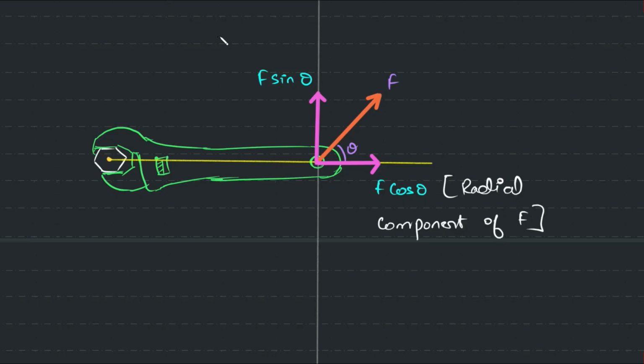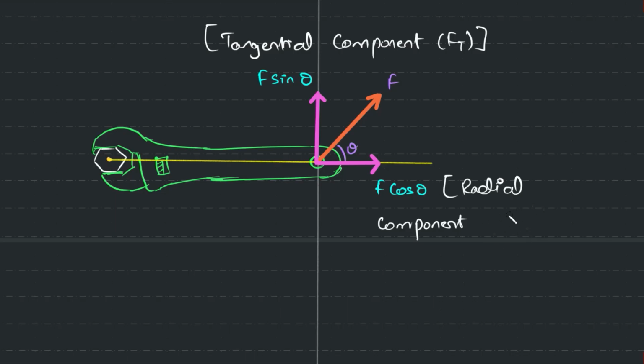And this is known as the tangential component. It makes sense, right? Tangent. I'll start using these words, okay guys? Will the tangential component, which we can call F_t, help, or our radial component, which I'll call F_r, help in opening the nut? This is the winner. This helps in opening the nut.